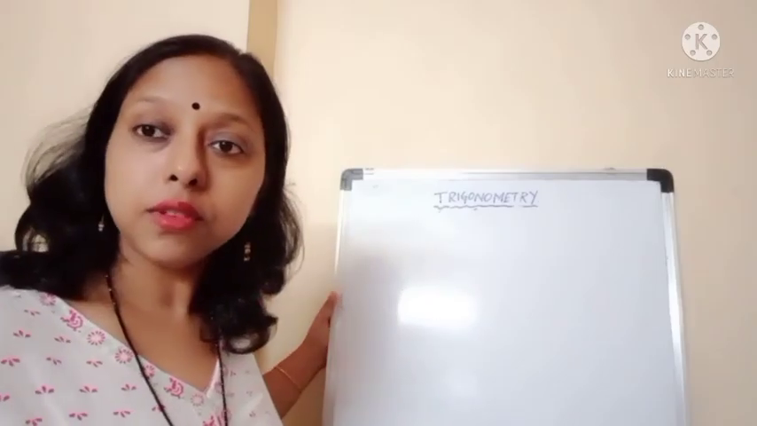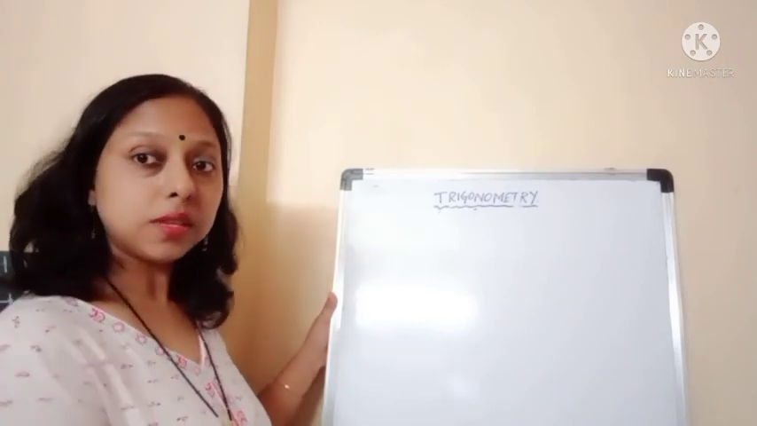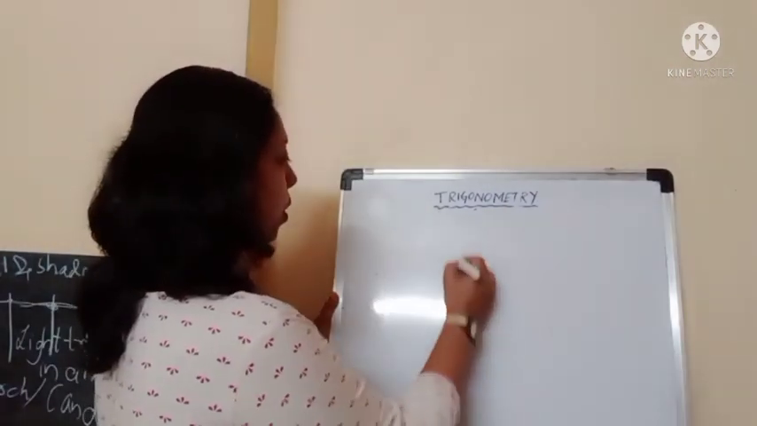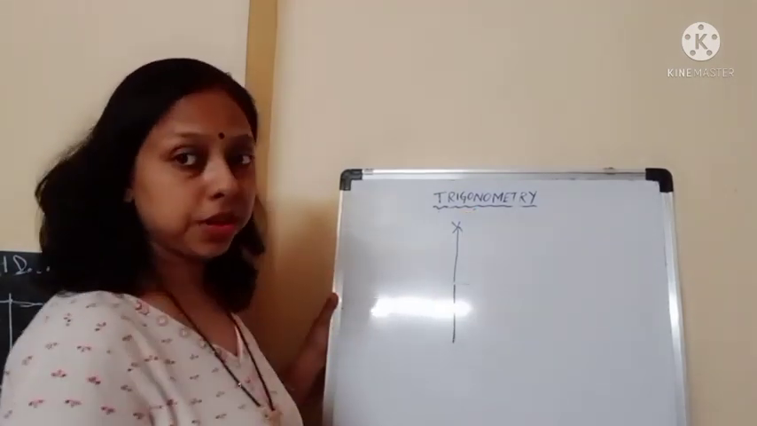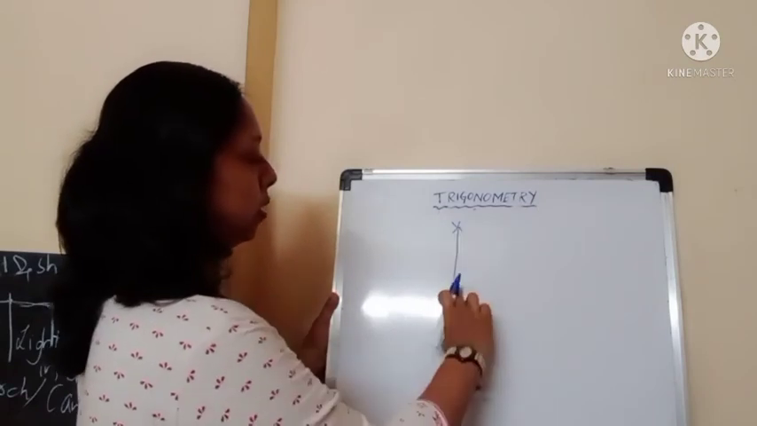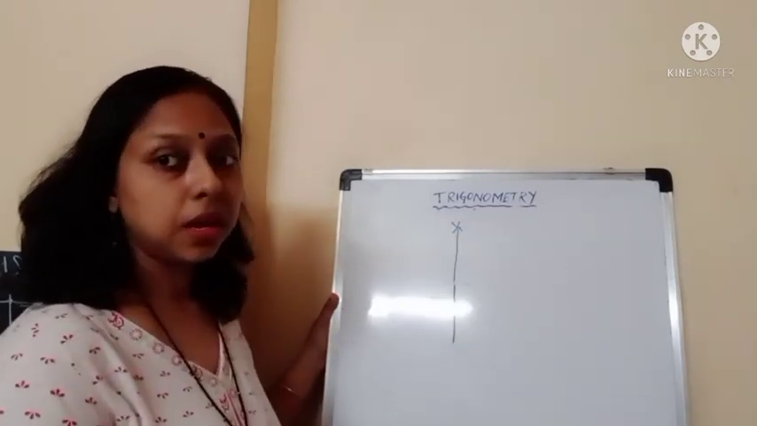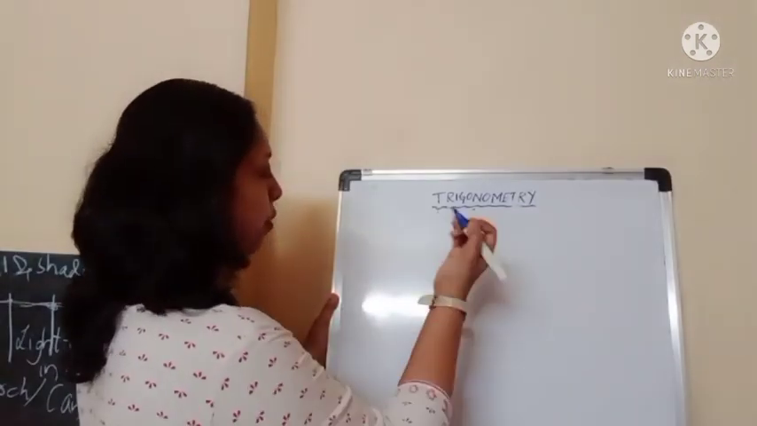Let's start with our next sum. Let's first draw the coconut tree, which is on the bank of the river. The coconut tree reflection means above the lake and below the lake, the object size and image size should be the same. So these two are of equal length.